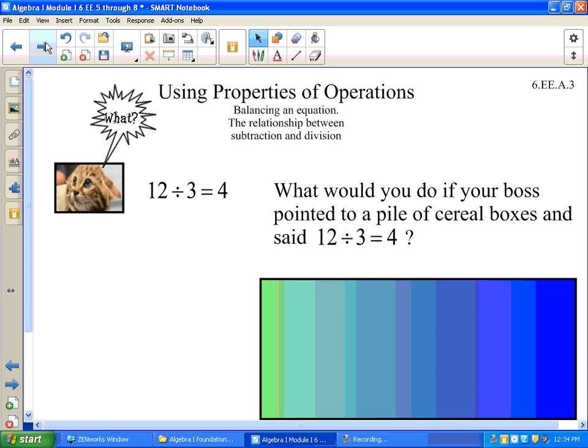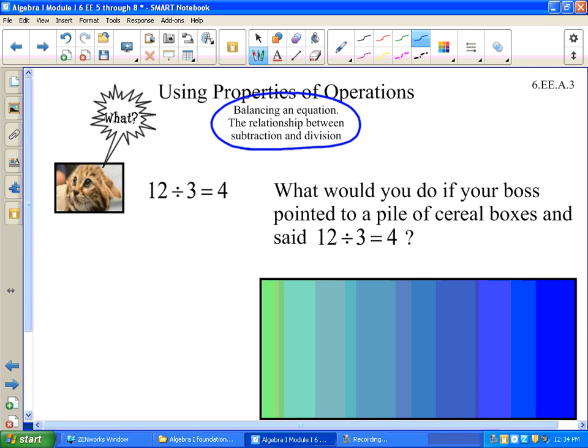Today, we're going to be examining properties of operations, balancing an equation, and the relationship between subtraction and division. Don't worry, we're going to get through this. Here is the Common Core standard right there. And the first question we're going to say is 12 divided by 3 equals 4.